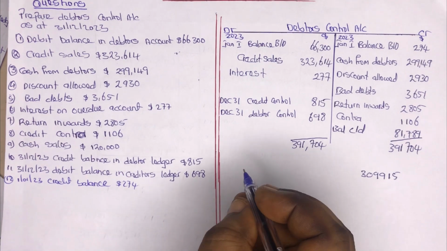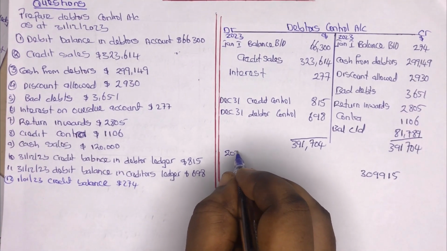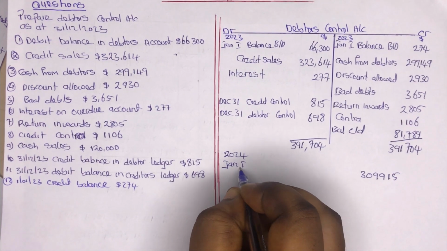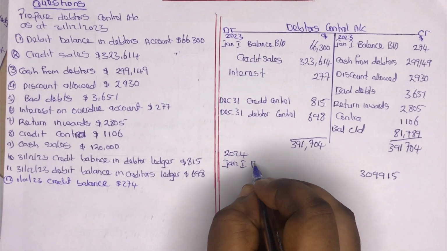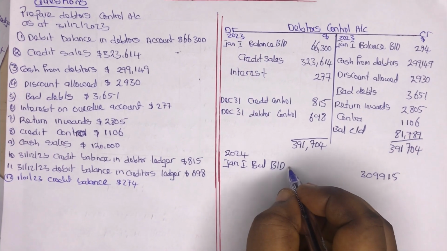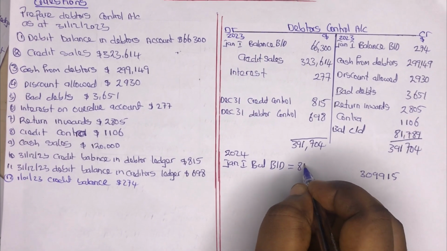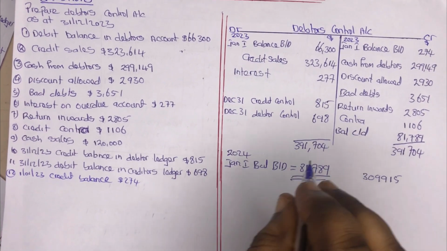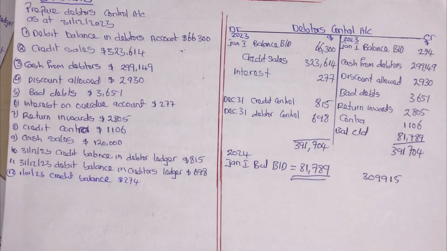Remember, this closing balance is going to be the opening balance for the next year. So we come here, 2024, we have January 1st, balance brought down equals 81,789. And we are done with our question.